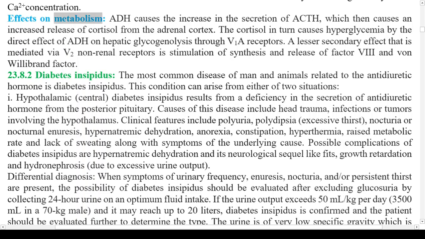Effects on metabolism. ADH causes an increase in the secretion of ACTH, which then causes an increased release of cortisol from the adrenal cortex. The cortisol in turn causes hyperglycemia, along with the direct effect of ADH on hepatic glycogenolysis through V1A receptors. A lesser secondary effect that is mediated via V2 non-renal receptors is stimulation of synthesis and release of factor VIII and von Willebrand factor.